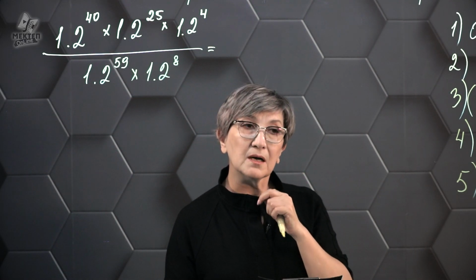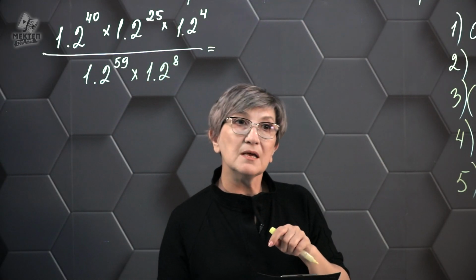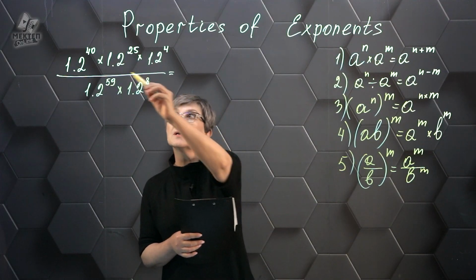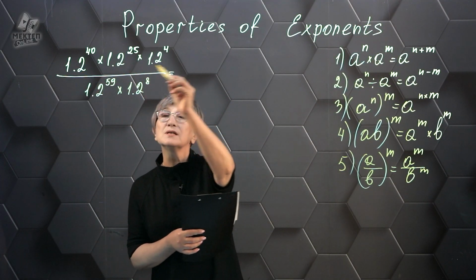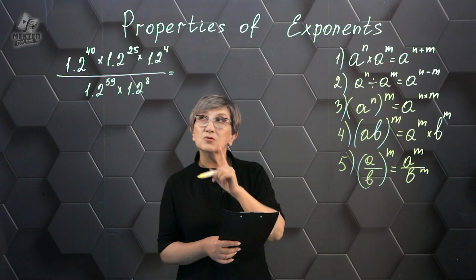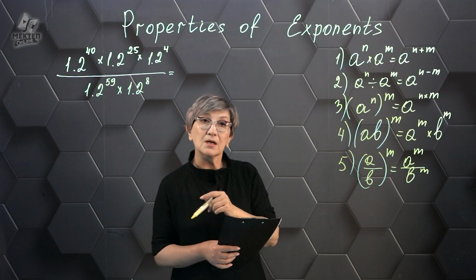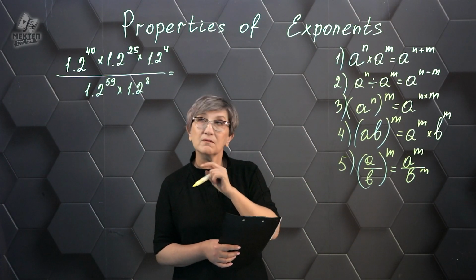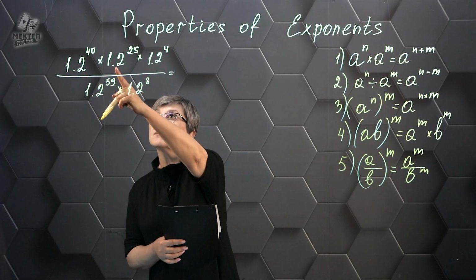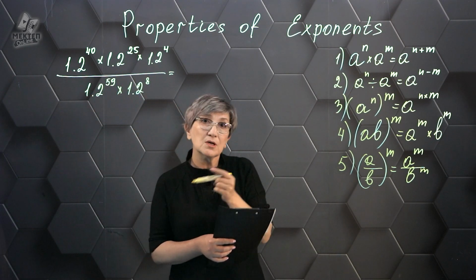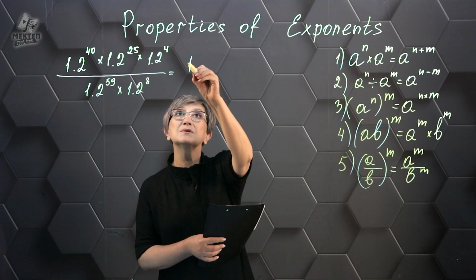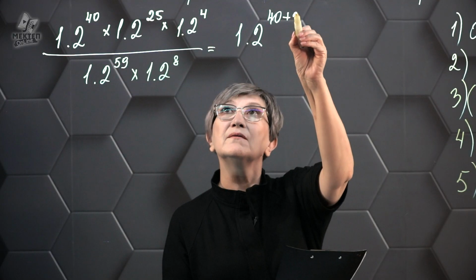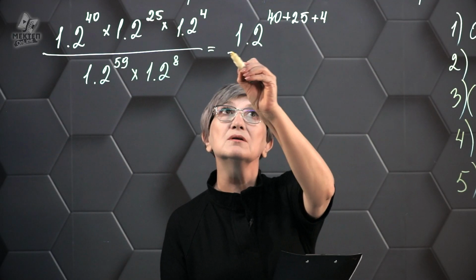When solving this example, it's inconvenient to add the powers of 40, 25, 59 and 4. So, first of all, we're going to apply the first property to the numerator. Even though there are 3 multipliers in the numerator, we can apply the first property, but first of all, we need to pay attention to the bases. The first multiplier is 1.2, the second multiplier is 1.2, and the third multiplier is 1.2. Therefore, I can write the numerator as 1.2 to the power of 40 plus 25 and plus 4.